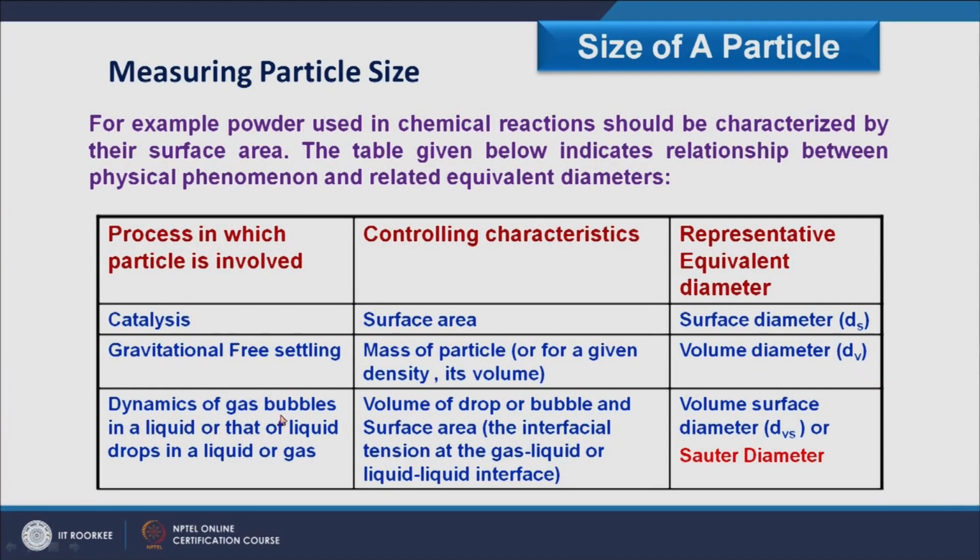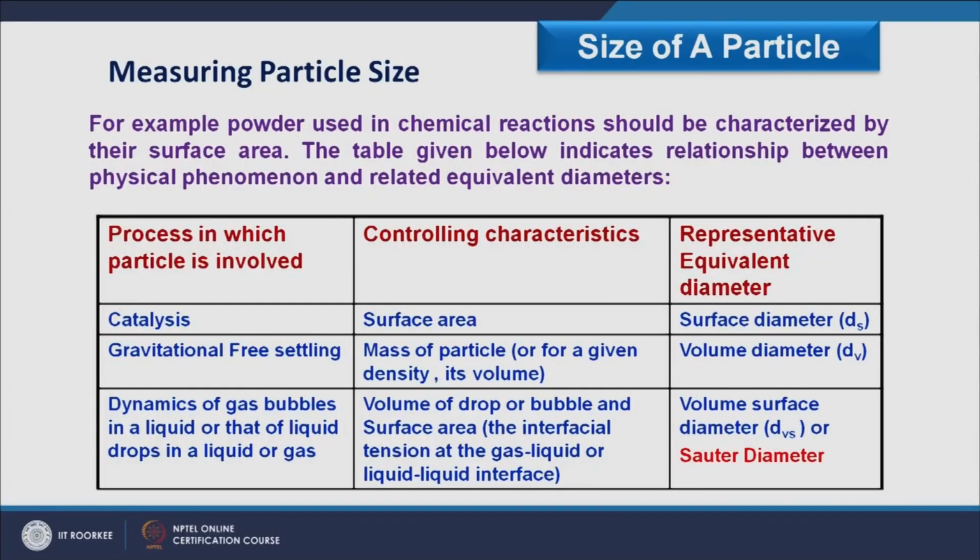Third process is dynamics of gas bubbles in a liquid or that of liquid drops in a liquid or gases. So volume of drop or bubble and surface area. Why have we defined surface area? The interfacial tension at gas liquid or liquid liquid interface involves surface area as a characteristic. So if I am having the dynamics of gas bubble, volume along with surface area would be the controlling characteristic. So in that case we have defined volume surface diameter as the equivalent diameter, which we also call the Sauter diameter. Now we are going to discuss all these processes and their equivalent diameter in detail in the subsequent slides.